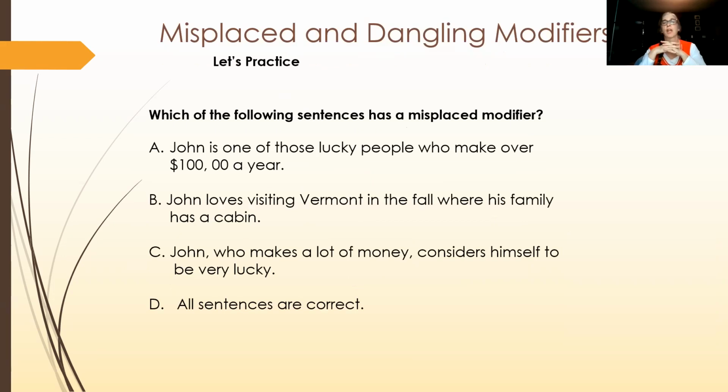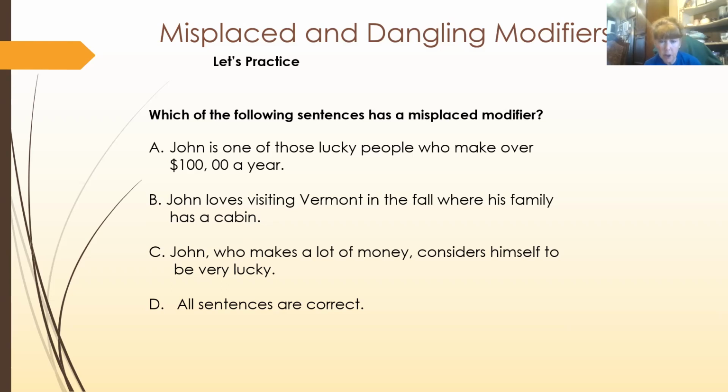Okay. Which of the following sentences has a misplaced modifier? John is one of those lucky people who make over 100,000 a year. So I would say that's fine because "who make over 100,000 a year" describes people.